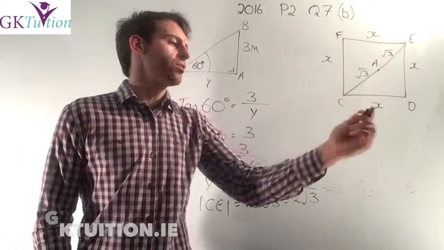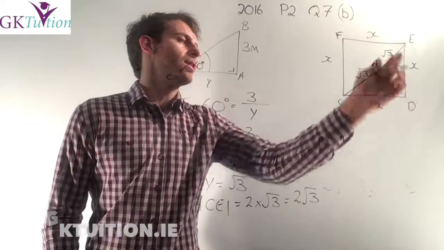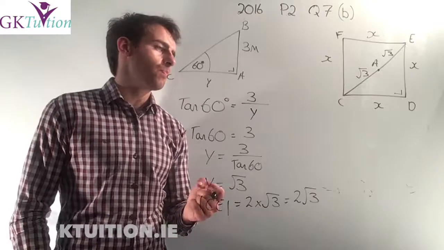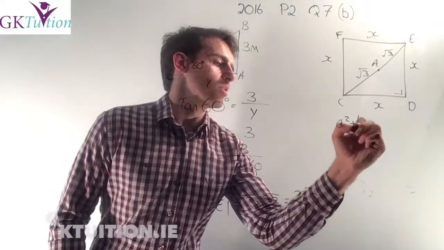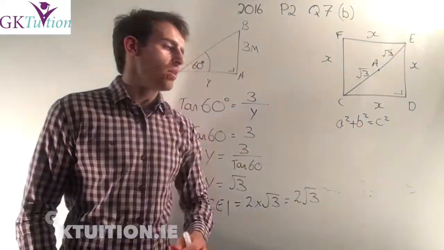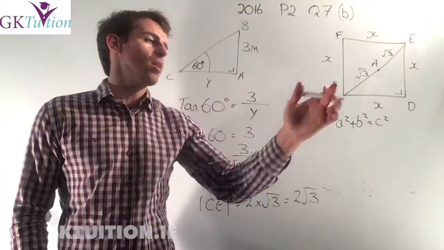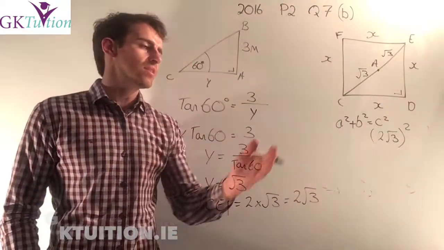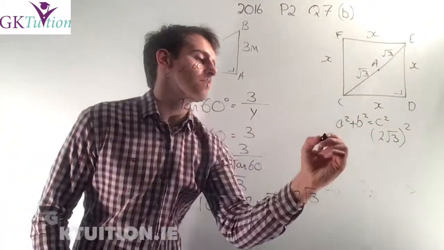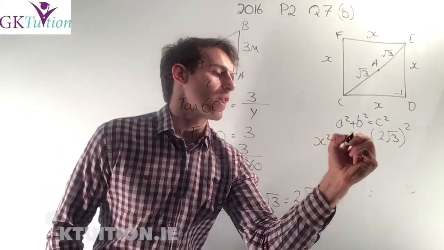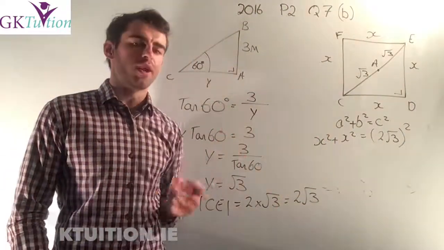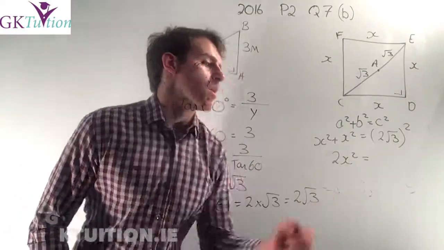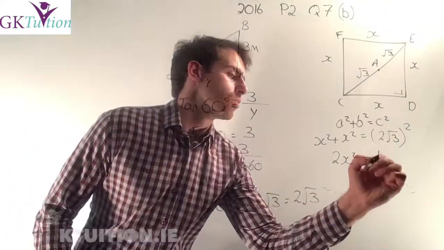So now, let's just deal with the right angle triangle CDE. If I sub into Pythagoras' theorem, my only unknown will be x. Pythagoras' theorem is that a squared plus b squared is equal to c squared. The only one that I know in this case is my c squared. My hypotenuse squared will be 2 root 3 all squared. And instead of a and b, I'm going to sub in x and x. So I can say that x squared plus x squared is equal to 2 root 3 all squared. x squared plus x squared is 2x squared. 2 root 3 multiplied by 2 root 3 gives me 12.